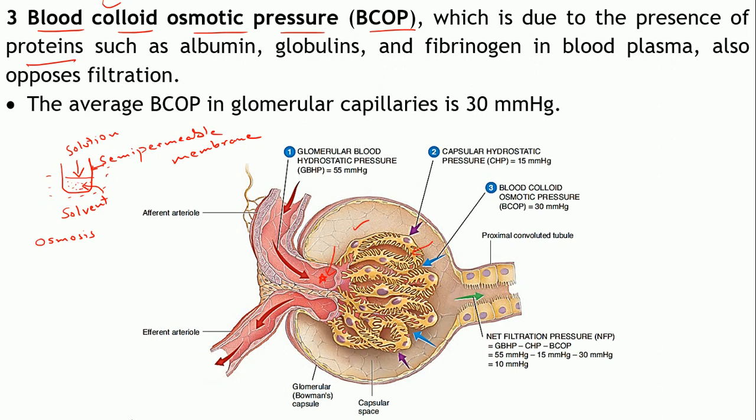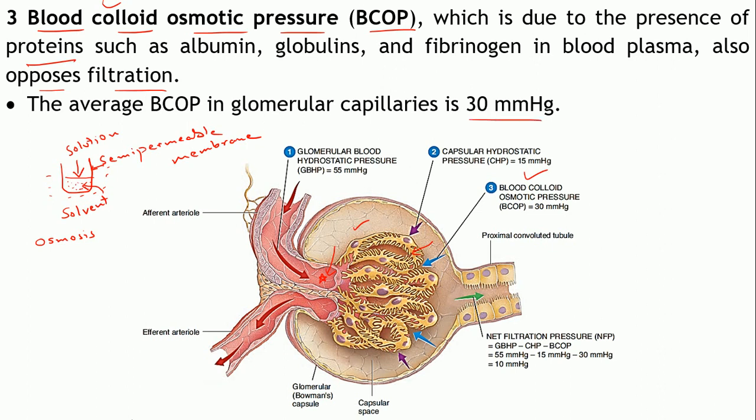So that's your blood colloid osmotic pressure, which is pulling on the fluids present in the capsular space. This pressure will be exerted from the capsular space towards your capillary. Isn't it in the opposite direction of your filtration? Yes. So this is also opposing the filtration process. It is roundabout 30 mmHg.